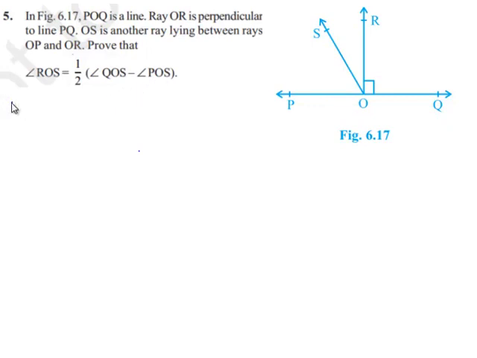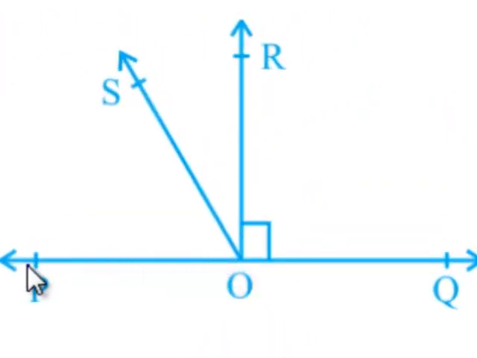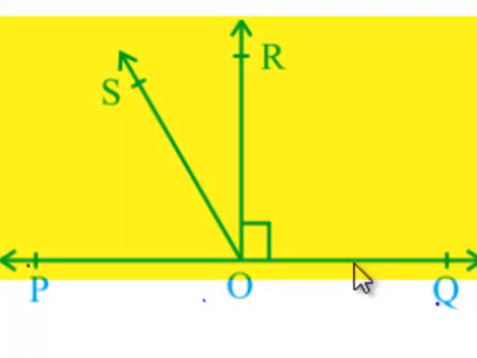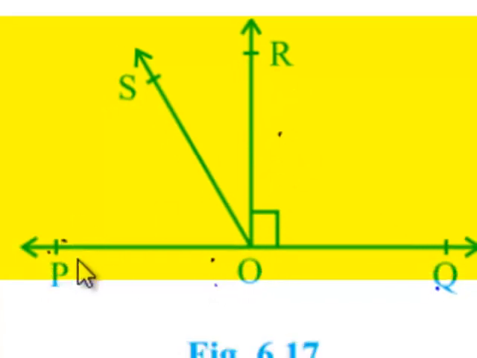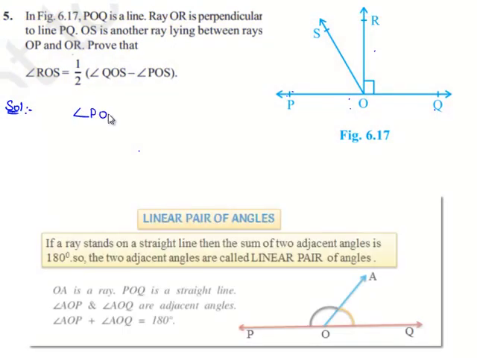Now, moving to the solution. If we observe the figure, we can say that POQ is a straight line which is intersected by ray RO. Then angle POR and angle QOR form a linear pair. Therefore, the sum of angles POR and QOR is equal to 180 degrees.